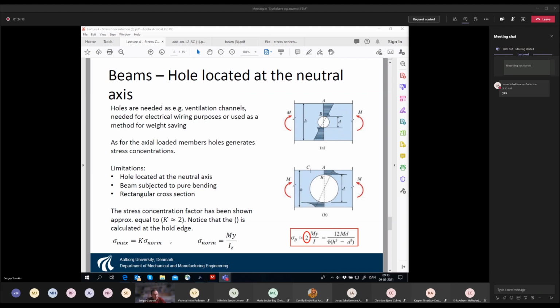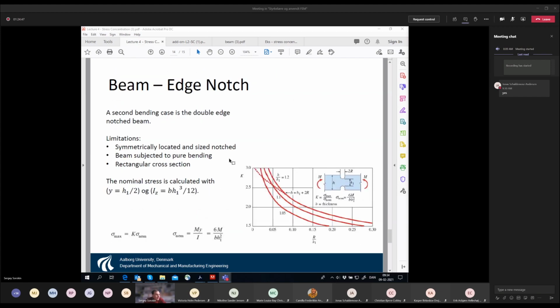You can immediately see that without this 2, you will have just 6Md divided by this denominator. And the denominator is, of course, the moment of inertia. So it's b times h cubed minus d cubed, divided by 12. Then 12 goes to the numerator, and the maximum will be d half. But due to this 2, the half and 2 cancel out, and you have this formula. Think about it.